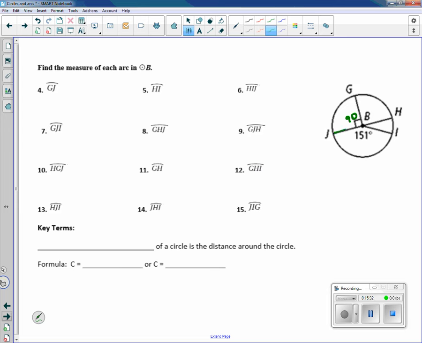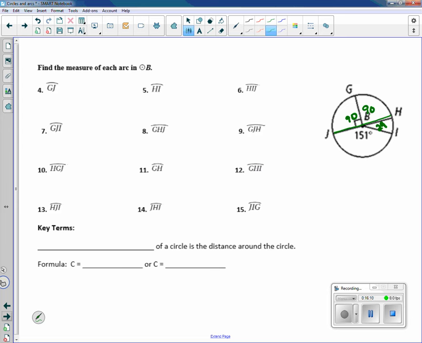If this is 180 degrees, I subtract 90 from it and I get 90. Someone tell me how I could get this angle. It's a couple things. I heard I could subtract 151 from 180 and get 29. The other option I could have done is I could have added all these up and subtracted it from 360, because it's my last angle that I have. Now that I know all this, I have enough information to solve this.